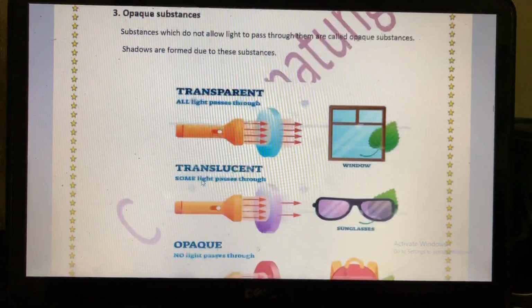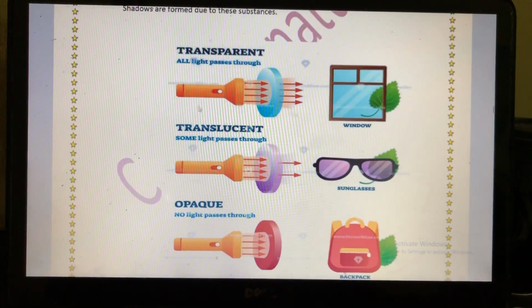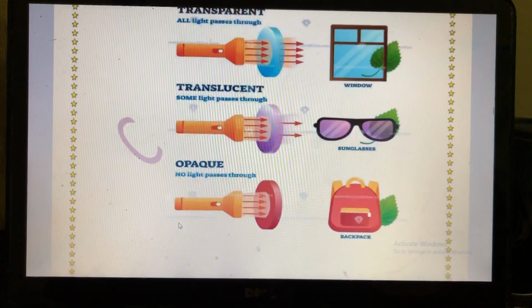Look at this picture. It explains clearly the transparent, translucent and opaque substances. All light passes through transparent substances. Some light passes through translucent substances. No light passes through opaque substances.